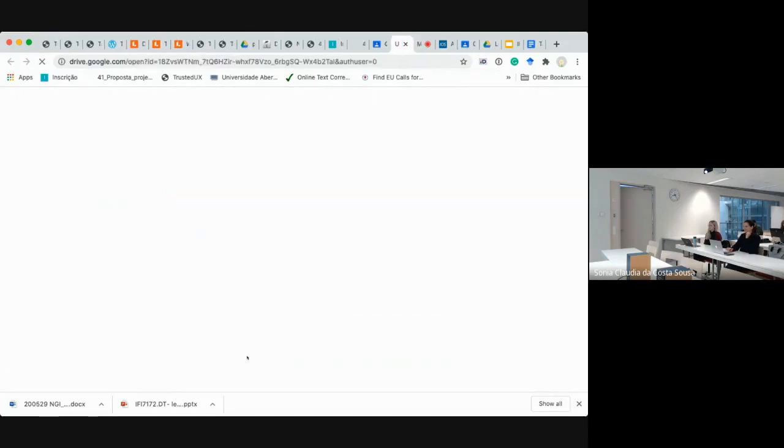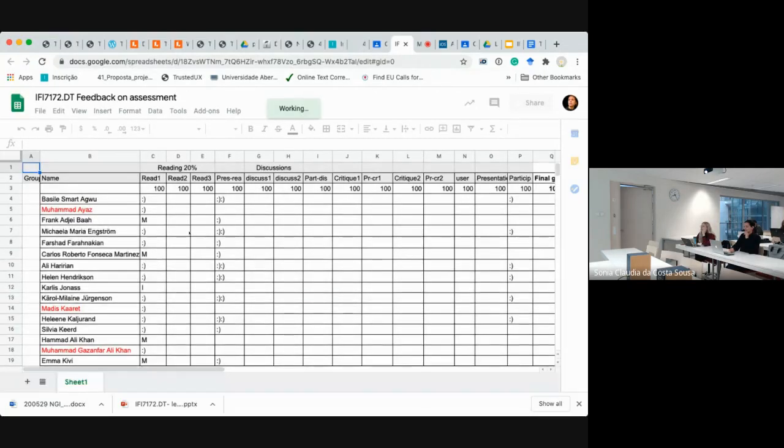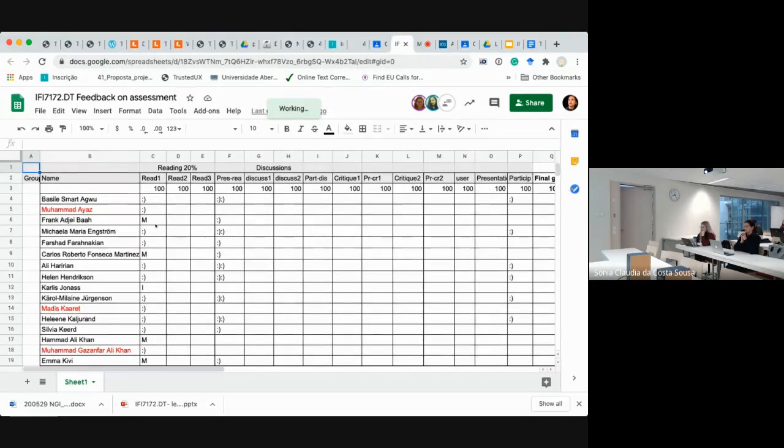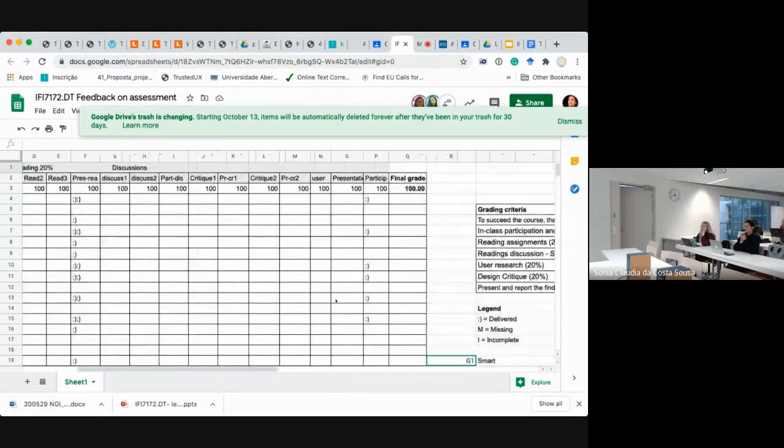So the feedback table is very simple. I have your name here. I didn't update it yet this week. And every time you finish an assignment or an activity, I have a smile. If there is an M, it means that it is missing. If there is an I, it means that you did it, but it is incomplete. I'm waiting for feedback. So in the end, I want to see all of this with smiles.